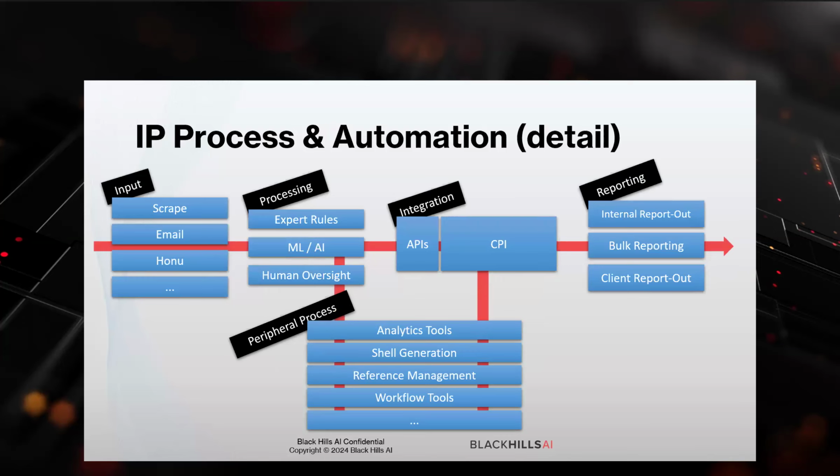So at this point, we've got activities at the front end, like scrape of correspondence from the USPTO, email receipt of docketing communication, foreign agent portals like the HANU portal that Black Hills provides. Getting data is not always simple or reliable, depending on your source, but it's really important, because everything else flows from here.